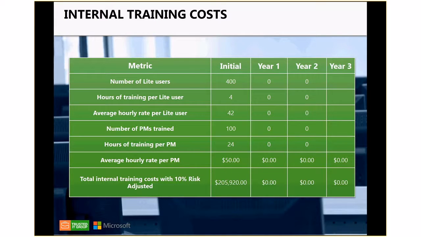I want to save some time. I'm just being conscious of the time over here. Here's the calculation on the internal training costs. Again, you'll have this all for your own purposes.